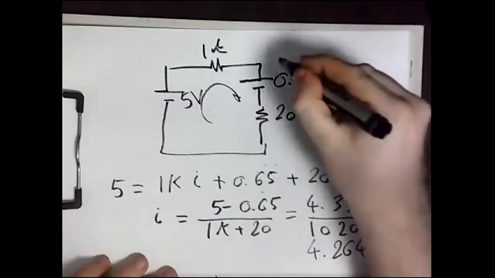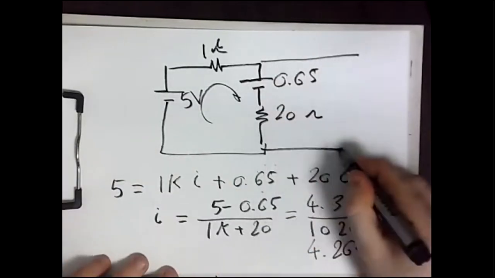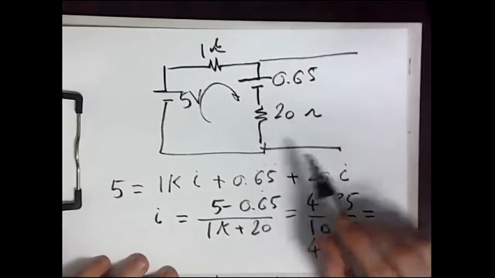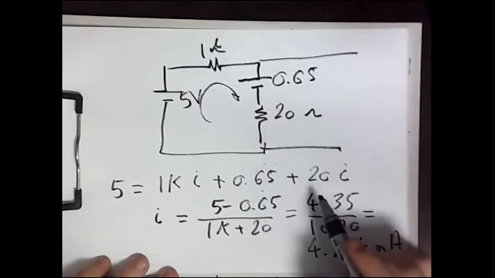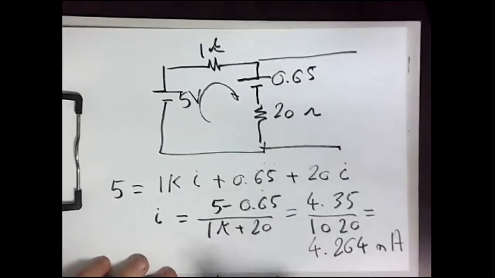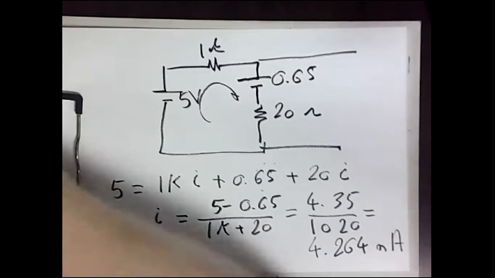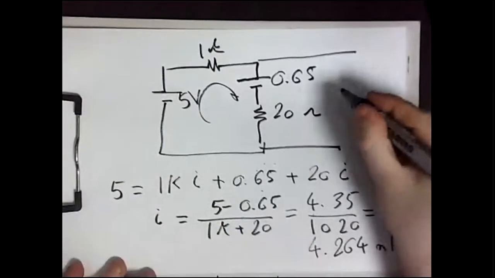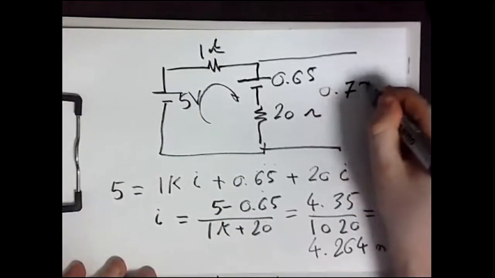And the voltage drop on the diode here is 0.65 volt plus I times 20. So we have 4.26 milliamperes times 20. It will give 0.08. Then we have 0.08 plus 0.65, then we get 0.732. So this VD is 0.732.